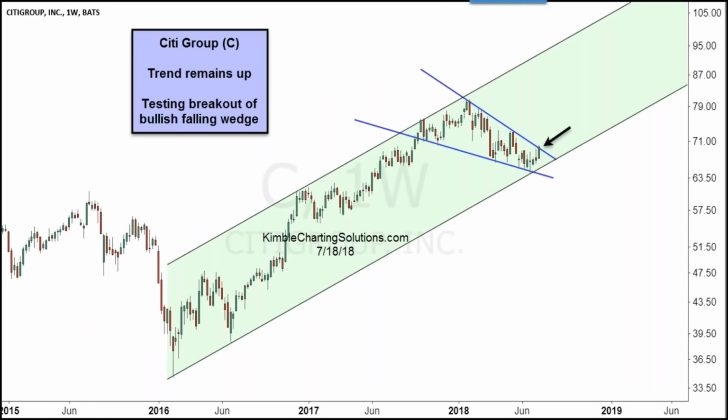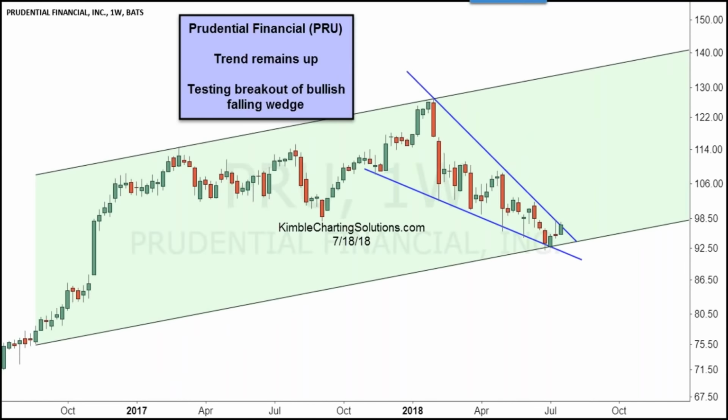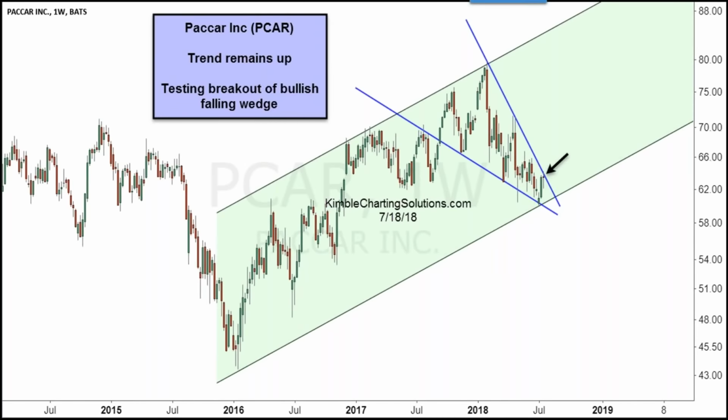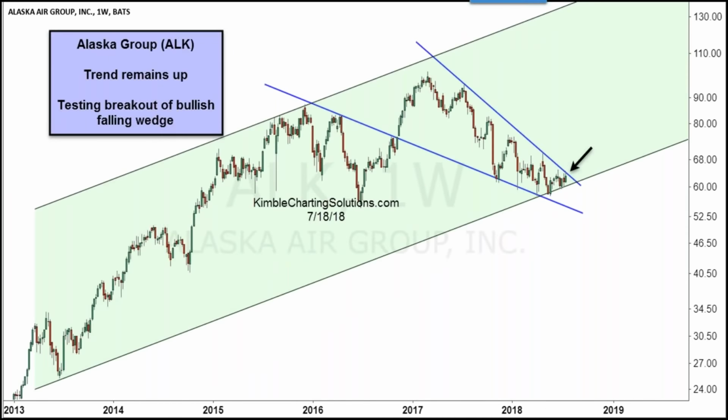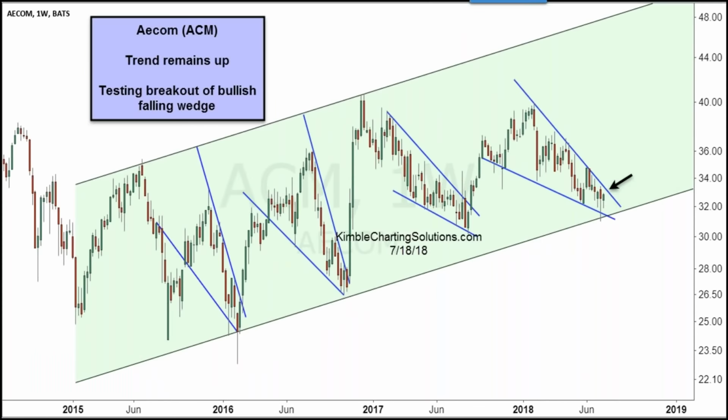You can see a breakout test for C is taking place. Long-term trend is up. Bullish falling wedge, excuse me, is taking place. Breaks out to the upside, you'd want to be a buyer. Similar case with GS. Similar case with PRU. Similar case with PCAR. Similar case with ALK. Similar case with CFG. And a similar case with ACM.